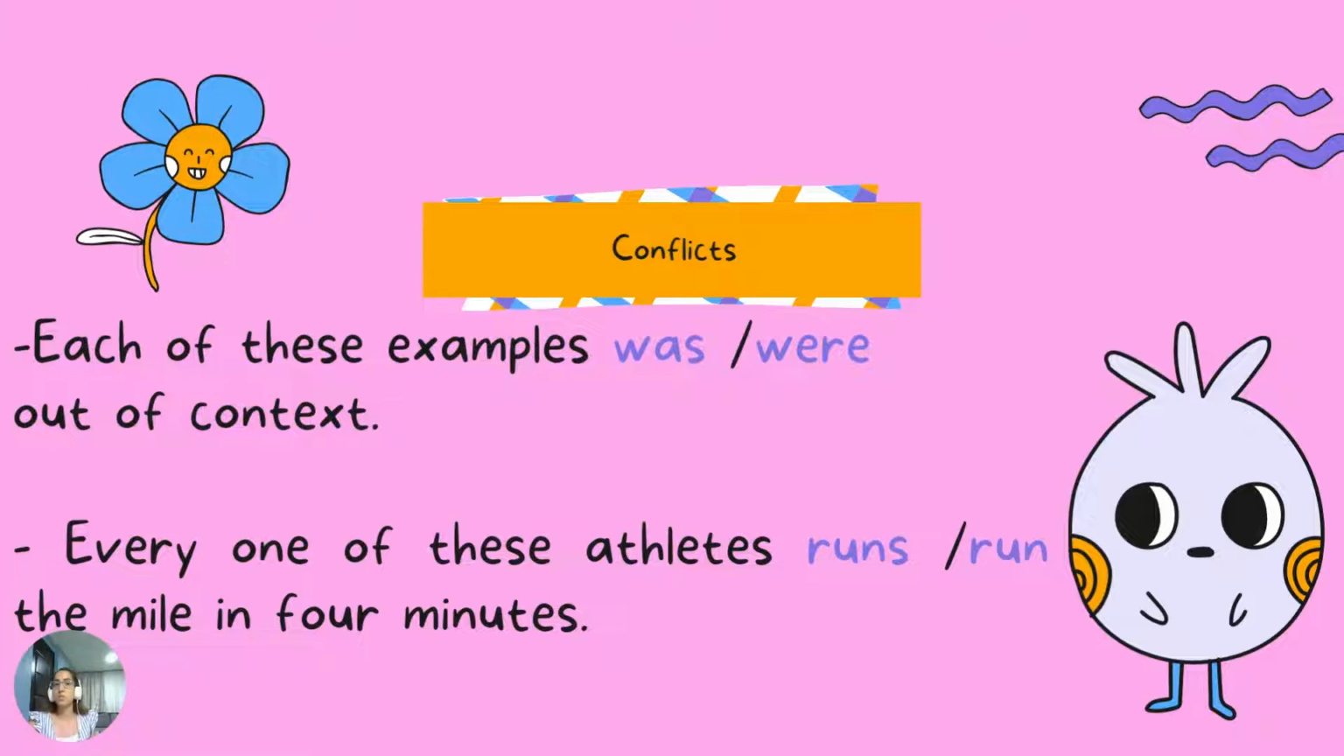But sometimes it is confusing because here we have examples, which is plural, and here we have athletes, which is also plural. So these are the kinds of conflicts that we have, but if we see the words each and every, then we will realize that they are working as singular subjects. So the answers will have to be was and runs.